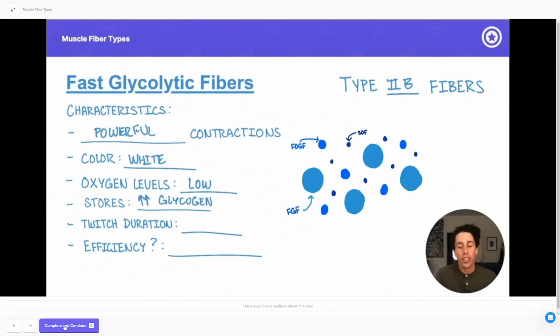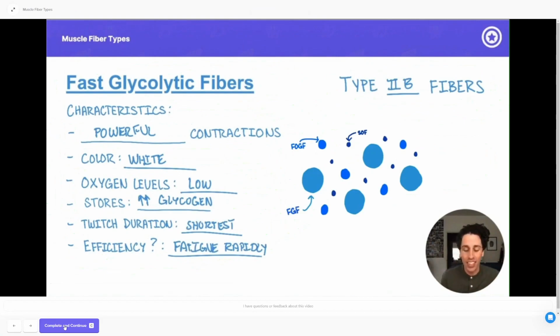Alrighty. And twitch duration. As you remember with that little inverse chart, when you have really weak contractions, we're going to have long durations. And since this has a very powerful contraction, this is going to be a very short duration. And so this is going to be the shortest of them all. And another little pattern that we can see, the shorter the twitch duration, the less efficient it is. So fast glycolytic fibers really aren't super efficient, and they fatigue very quickly. So let's go ahead and write that in. So fatigue rapidly.